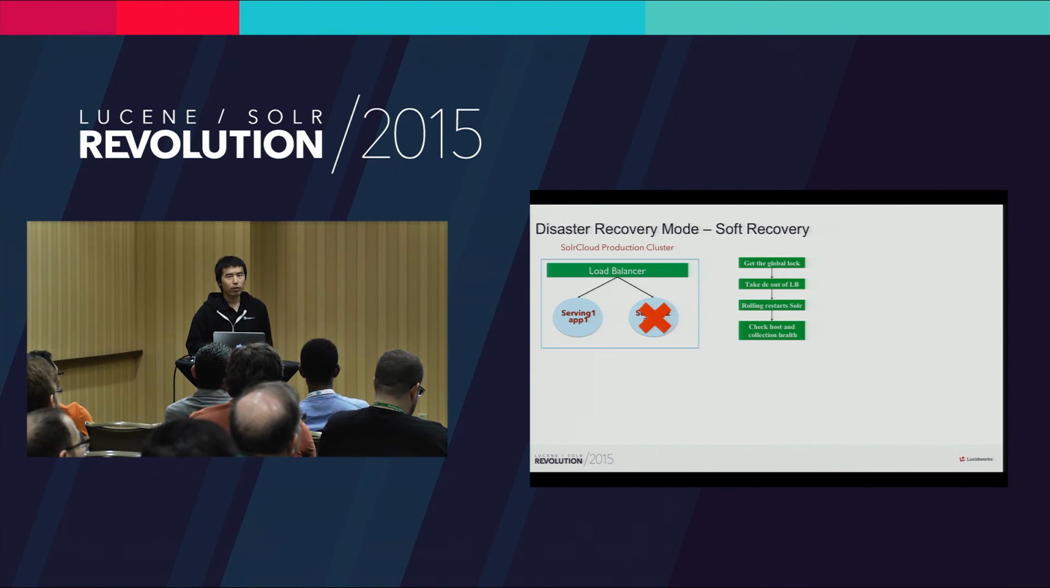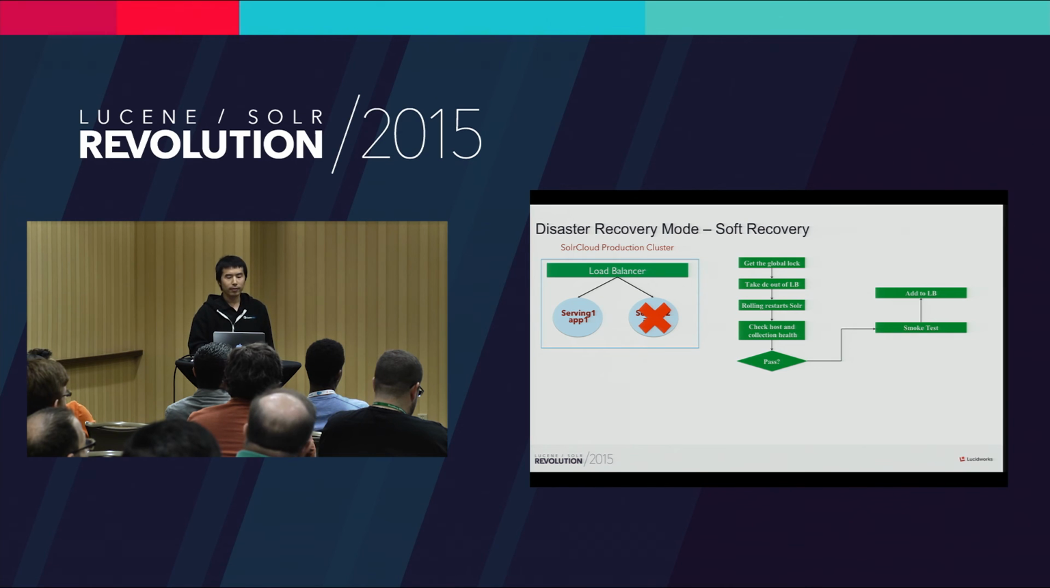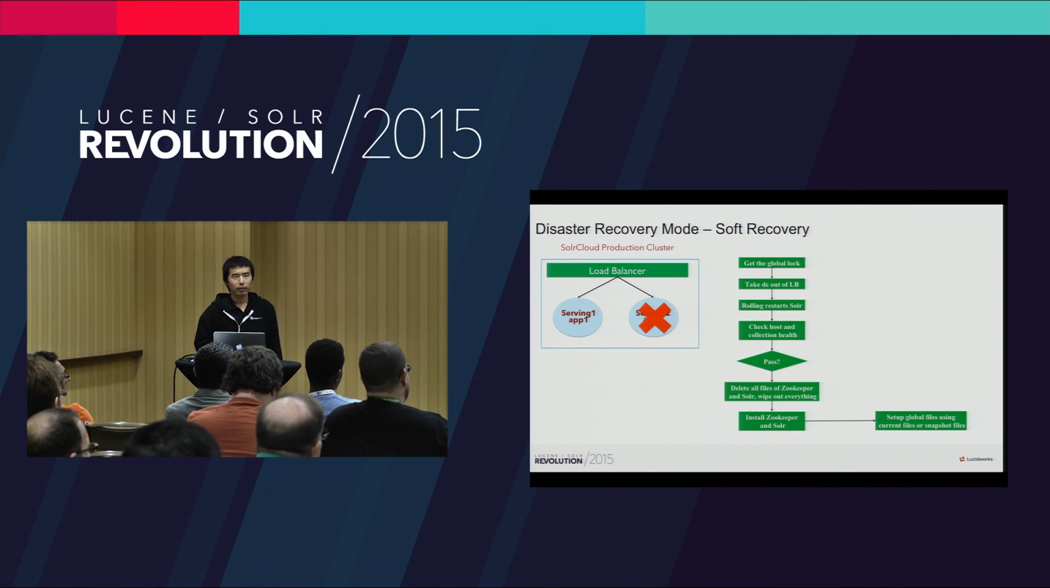And first it will do a rolling restart of all the Solr hosts. If the size of collections is not big, normally it will succeed. And after that, we'll do the same smoke test, check the index and the configs. If it's passed, we'll just add it back to the load balancer. If it's not, the service will just wipe out the data center.